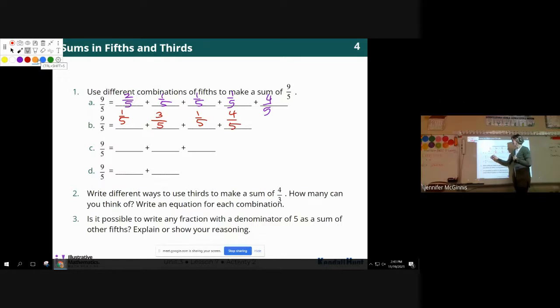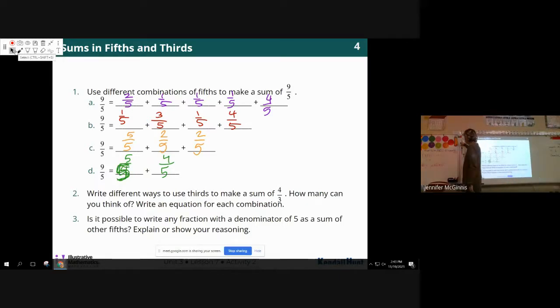We could do 5/5 and then 2/5 and 2/5. Very good. And the last one. 5/5 and 4/5. Very good. Oh, whoops. No. 5/5 and 4/5. Very good. Do you see how we can use different combinations of fractions to make these whole numbers here?